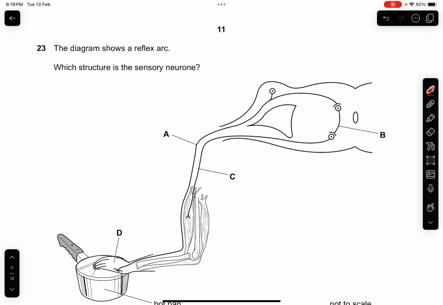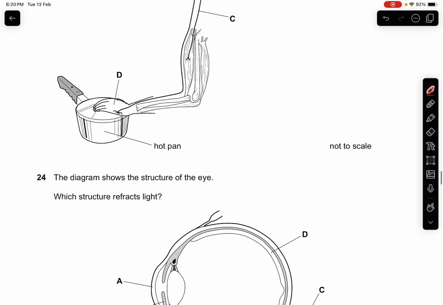Question 23. The diagram shows a reflex arc. So the reflex arc is typically after the person has touched something that requires a response. So D is usually what makes it reflex, and the sensory neuron is immediately after the response has been made, which is at A.